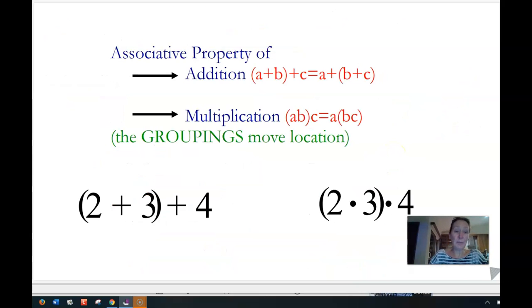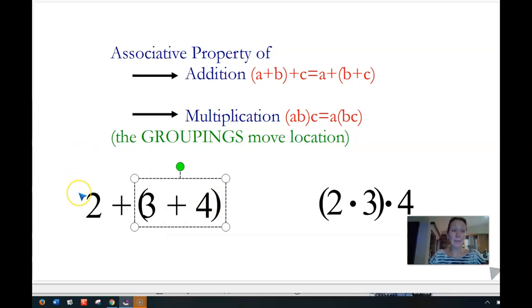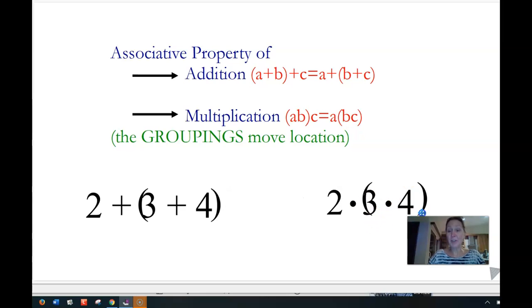So the associative property says I can move groupings. So let's see. I could take these parentheses. Right now, 2 and 3 are grouped together. 2 and 3 is 5, plus 4 is 9. I can regroup and put the 3 and 4 together. That means I get 7 first, but then when I add the 2, I get 9. So all I'm doing is not moving the numbers, not like the commutative, but changing the grouping, just like the song says. Associative means to change the groupings. So that's the associative property.